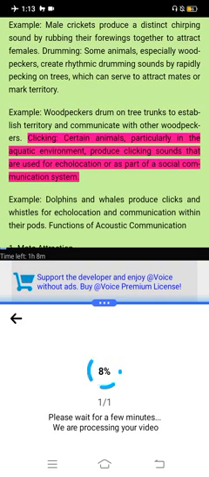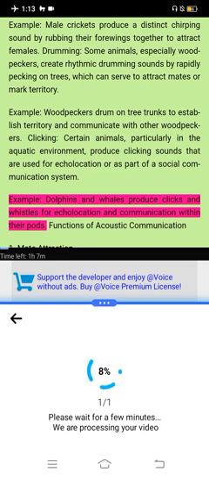Clicking. Certain animals, particularly in the aquatic environment, produce clicking sounds that are used for echolocation or as part of a social communication system. Example, dolphins and whales produce clicks and whistles for echolocation and communication within their pods.